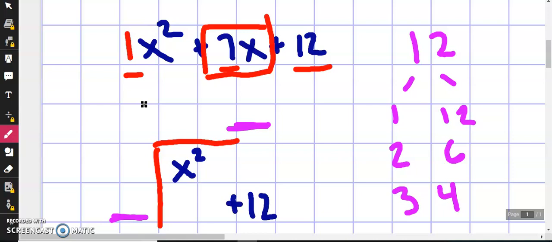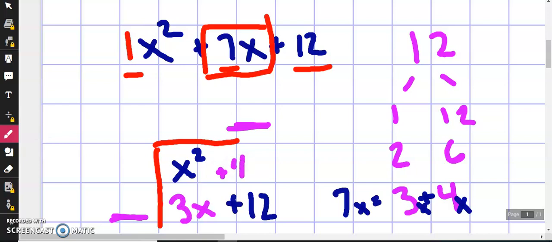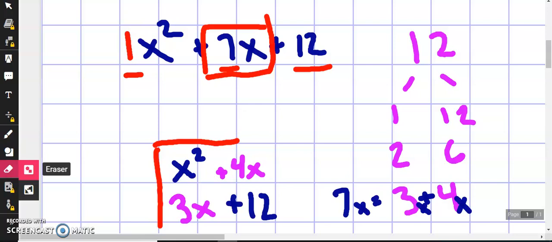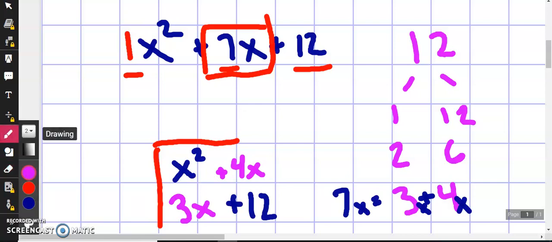So what I can do is take the 7x in the middle and split it into 3x and 4x. So when I go to fill in my box, I'll put 3x here and 4x here. And if you want to switch those, it's perfectly fine because 3 and 4 add to 7, 4 and 3 also adds to 7. So once we've got our box filled in, now we just factor it like we did before.